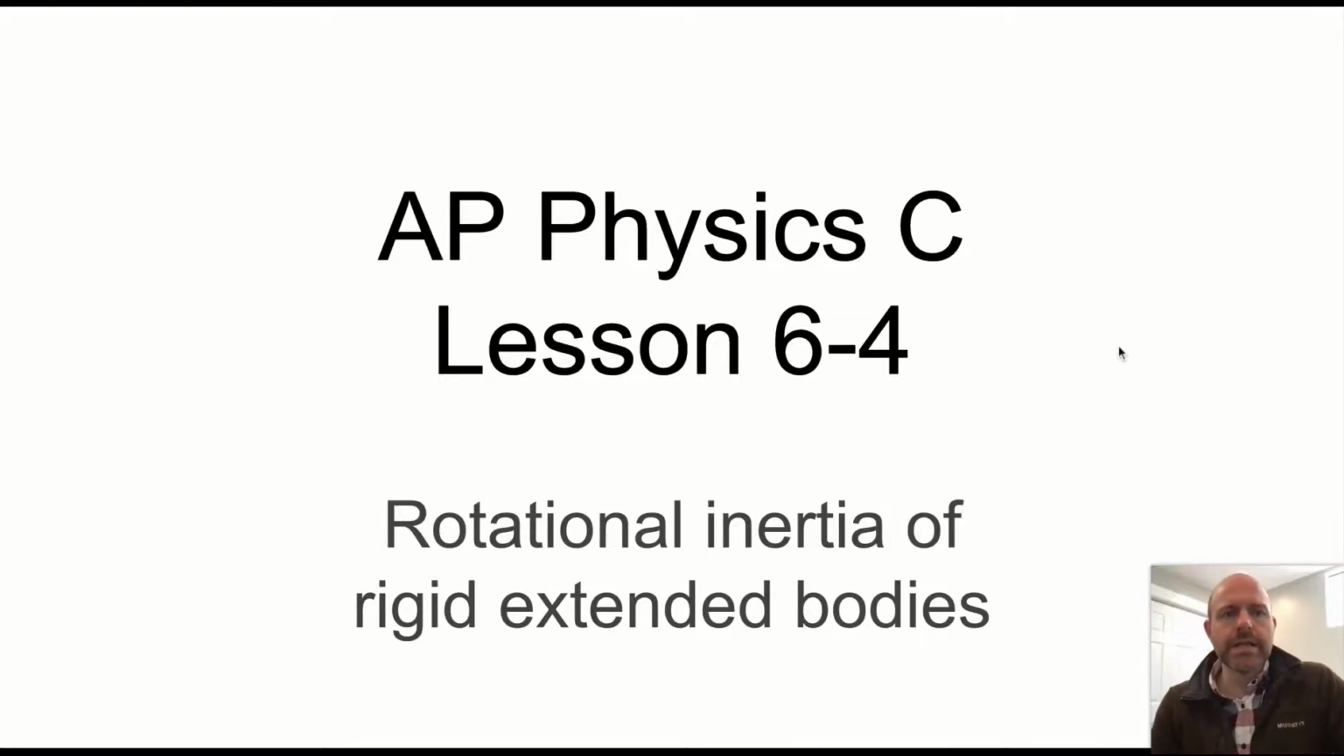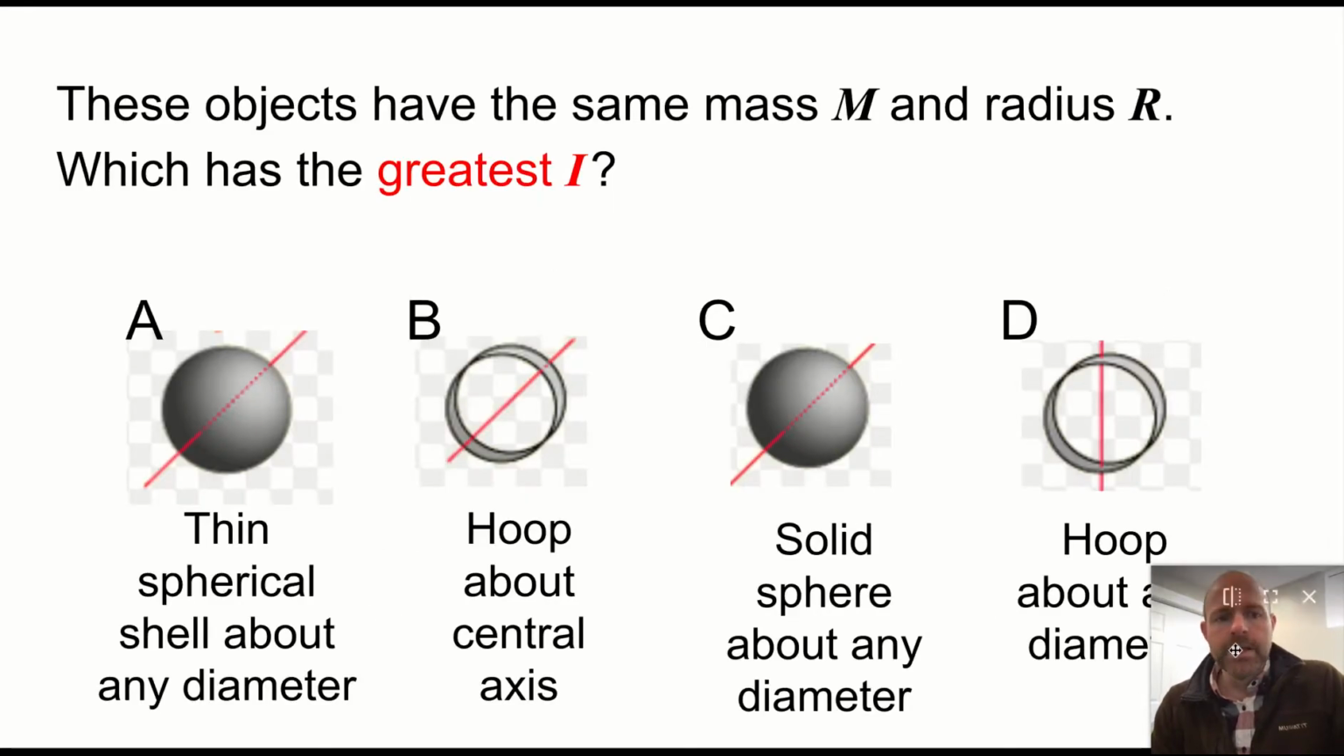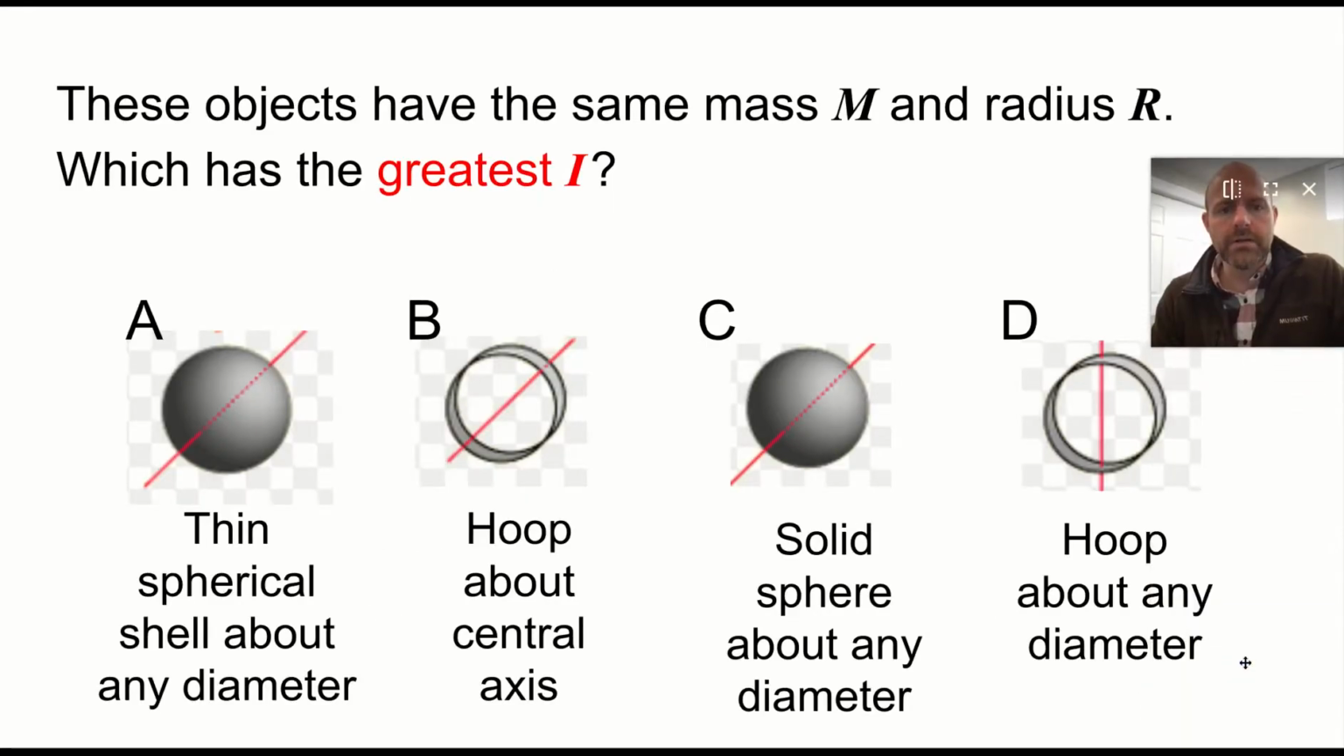In this video, we're going to take a look at how we find the moment of inertia for objects that are not simply a collection of point particles. We call them rigid extended bodies because they are extended, and rigid because if they're flexible and can bend and change shape while they're moving, that's even more complicated.